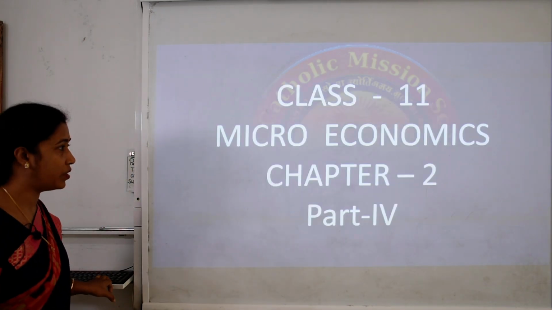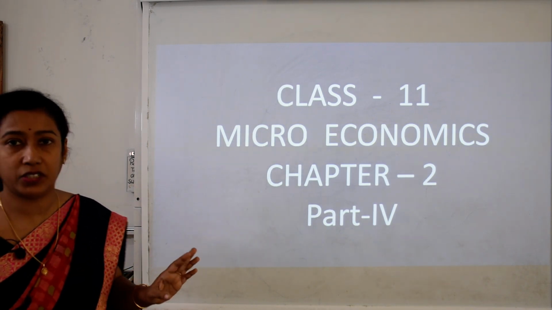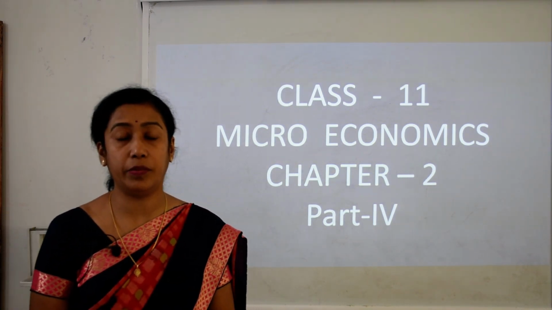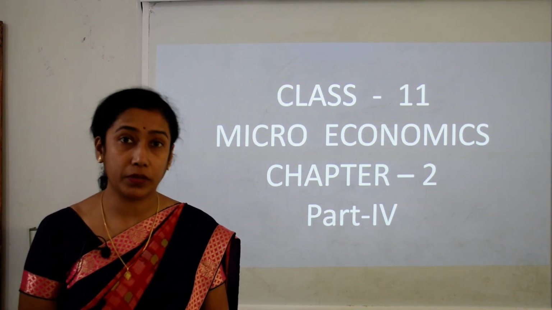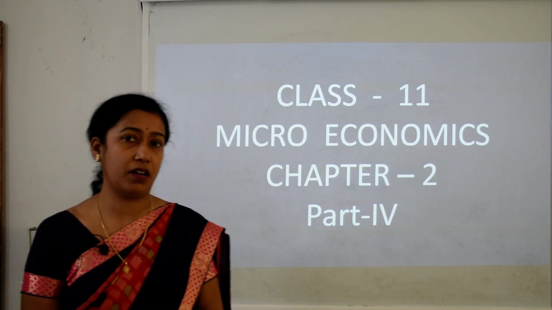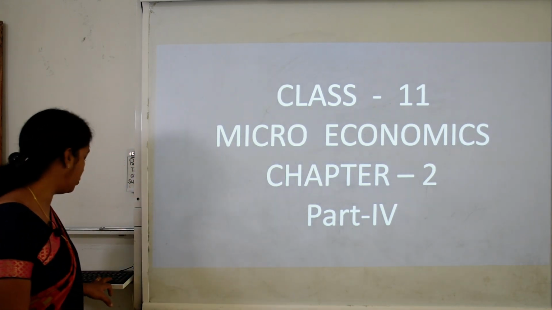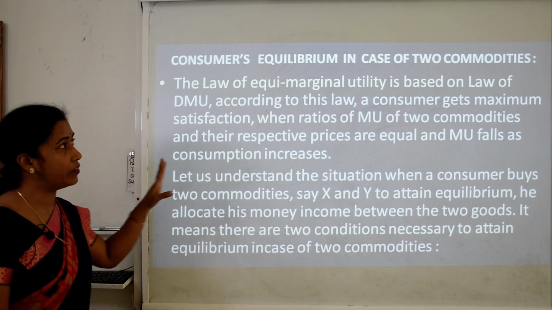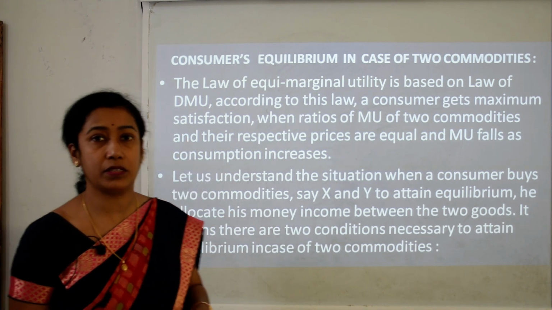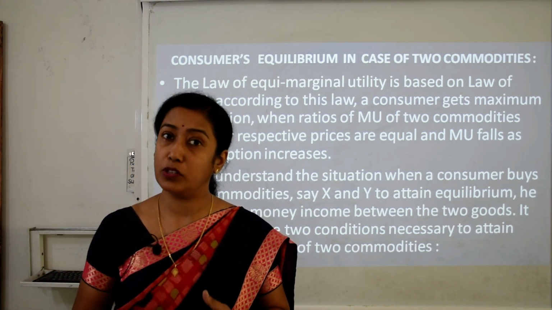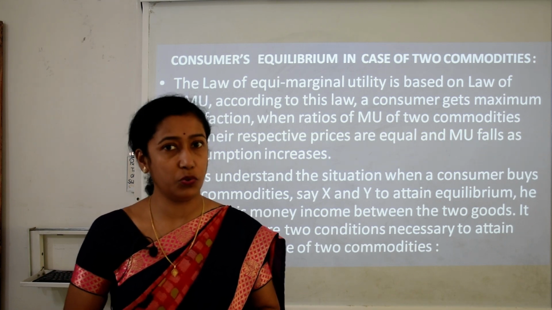So students, in the previous video we have already started chapter 2, that is consumer equilibrium, in which we have finished consumer equilibrium in case of single commodity. Today in this video, this is the fourth video, we will try to finish this topic, that is consumer equilibrium in case of two commodities or more than two commodities.